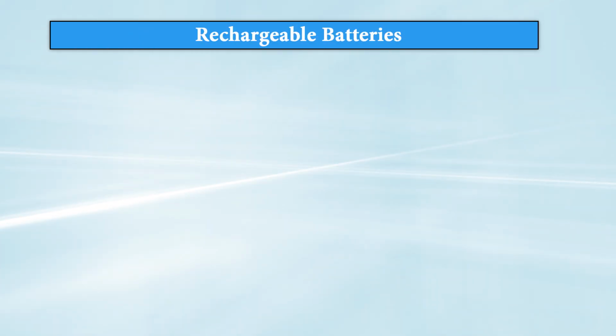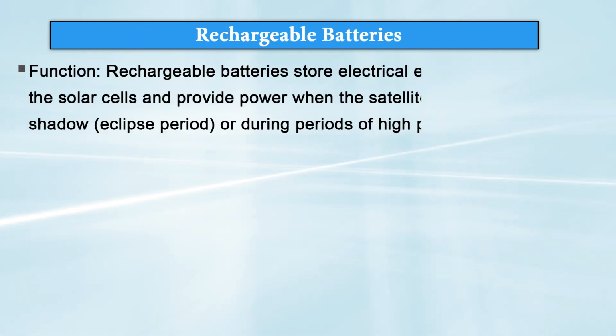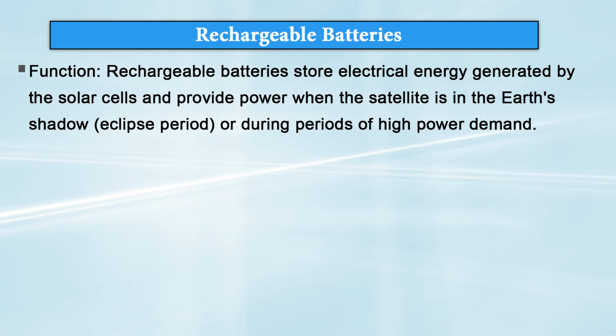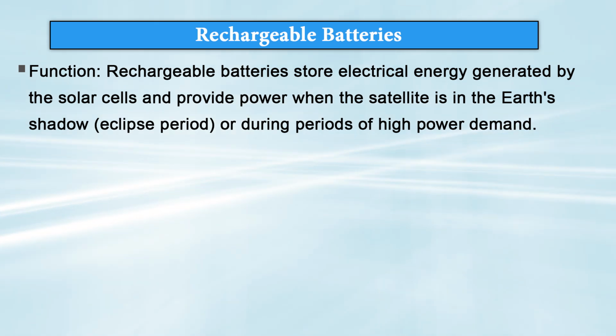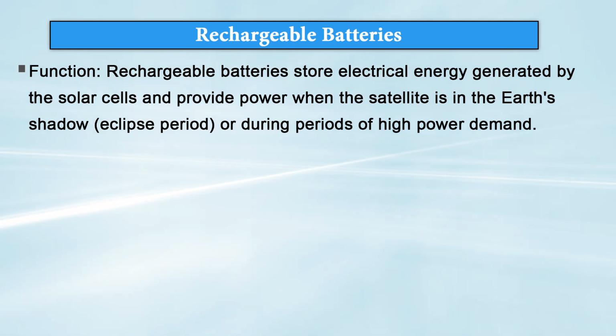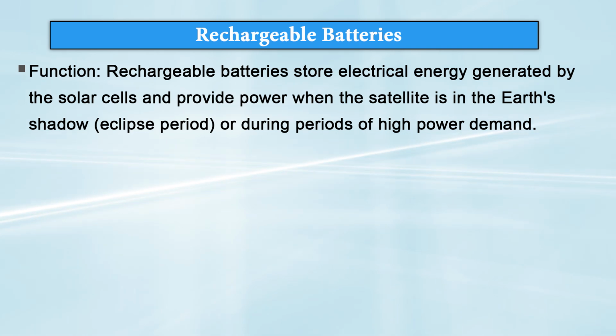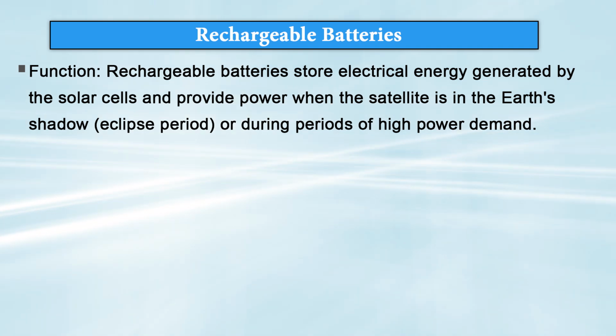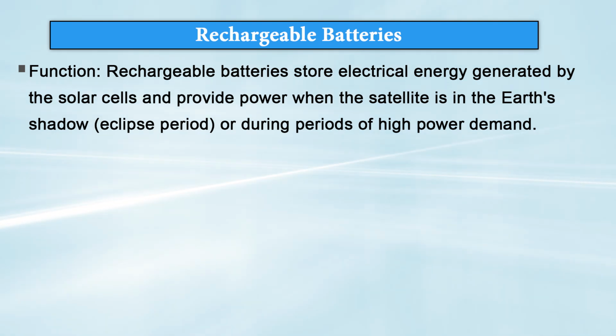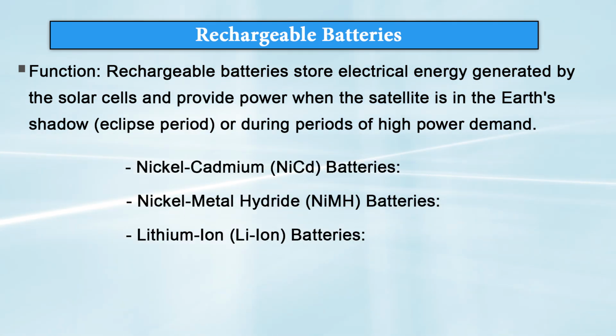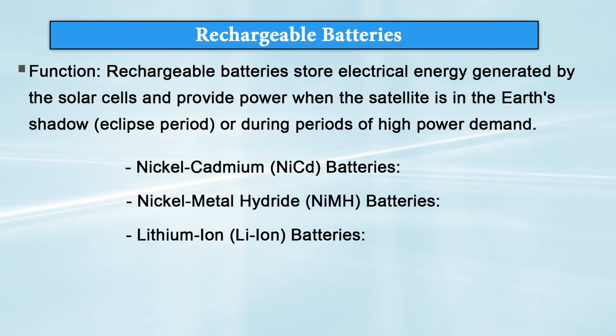Then rechargeable batteries. The function of rechargeable batteries is to store the electrical energy generated by solar cells and provide power when the satellite is in earth's shadow, that is called eclipse period, or during the period of high power demand. There are common types of rechargeable batteries used in satellites.